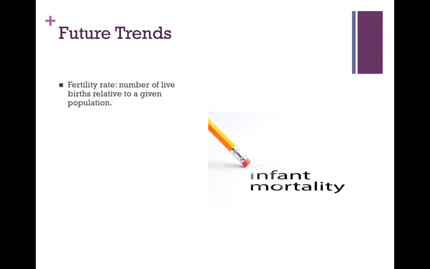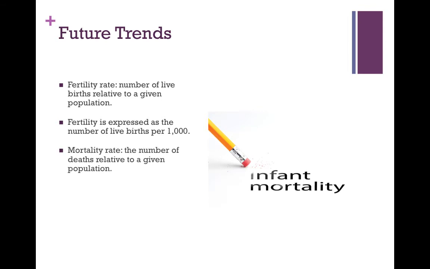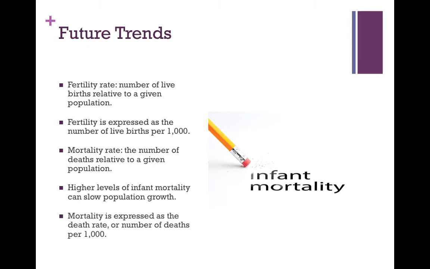Fertility rate is defined as the number of live births relative to a given population. Fertility rate is expressed as the number of live births per 1,000 people. Mortality rate is the number of deaths relative to a given population, and higher levels of infant mortality can slow population growth. Mortality is expressed as the death rate or number of deaths per 1,000 people.